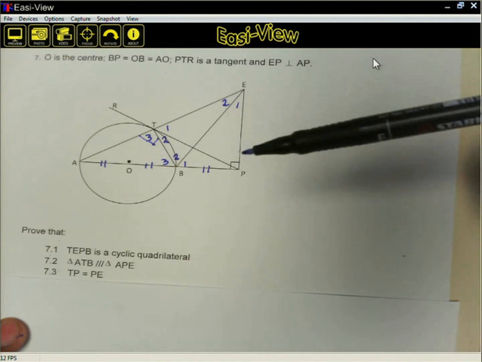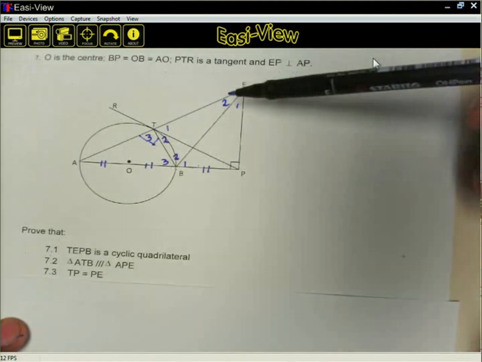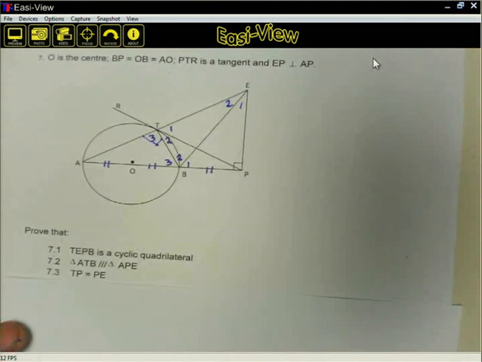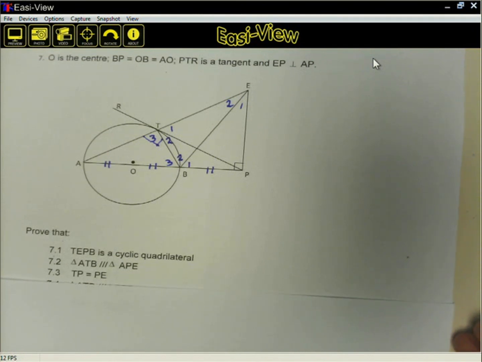And remember, we have proven that TEPB is a cyclic quad. Very much interesting. So every time you ask a question, prove, the answer is when. I'll just have a cup of water for 2 minutes while you work it out, because I can see my voice is almost running out now. It's a bit tired. For the next 2 minutes, do number 7.3 for me, please.